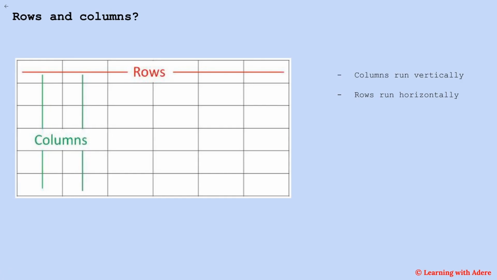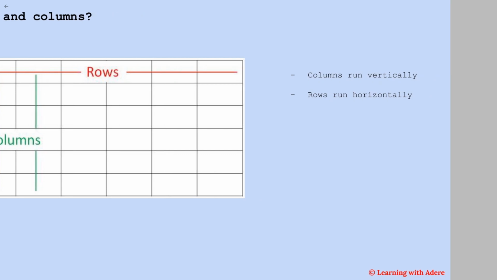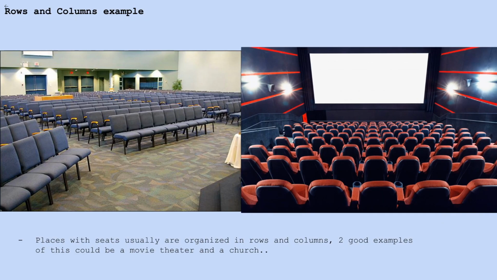So if you're not familiar with rows and columns, they're very simple concepts. Columns run vertically across the table and rows run horizontally. You may have actually heard these terms from other things. A good example of where you can find them is at the movie theater or maybe some indoor church or another event where you have to sit down. So yeah, rows and columns are usually used for organizing seats.